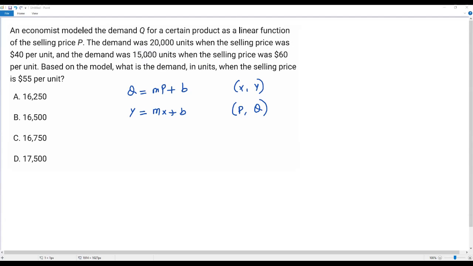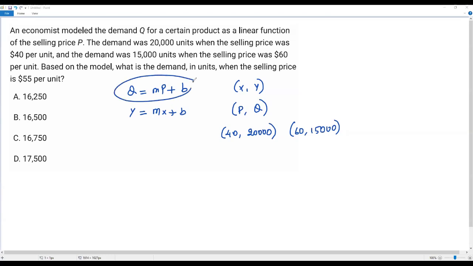Now let's consider the first information: the demand was 20,000 units when the selling price was $40 per unit. That is the value of P is 40, so let me plug in 20,000 for Q. Now let's consider the second information: the demand was 15,000 units when the selling price was $60. That is, when P is 60, Q is 15,000. Now I got 2 points.